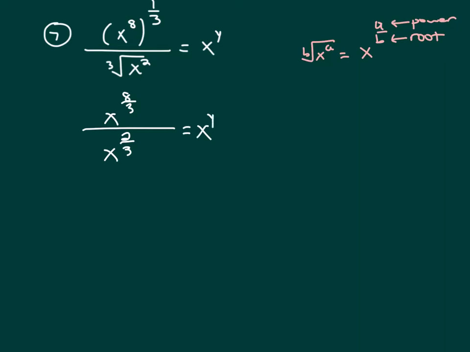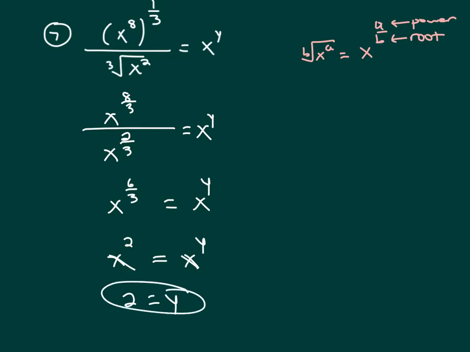Okay, now from here, if you're dividing two terms with the same base, you're just going to subtract these exponents. So 8 thirds minus 2 thirds would be 6 thirds. So we have x to the 6 thirds equals, and I'm going to bring down the x to the y. Now 6 thirds, 6 divided by 3 is just 2. So it's really going to be x to the 2nd power is equal to x to the y power. So that being said, now that our bases are the same, the exponents have to be equal. So 2 is equal to y, or y is equal to 2.